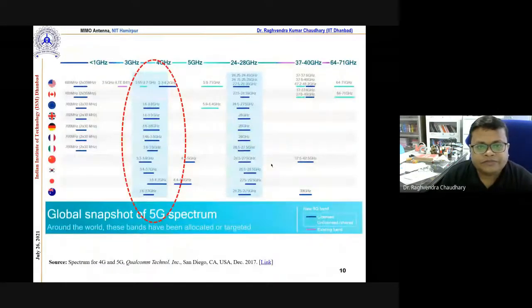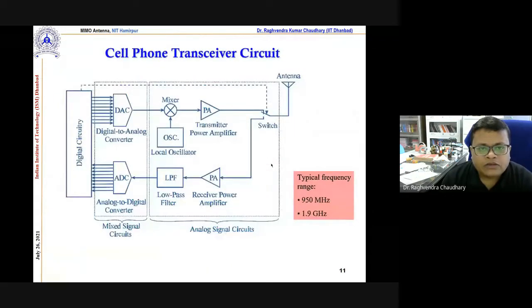So these are the different bands accepted in different countries, and mainly 3.2 to 4.2 GHz. So when you are designing your MIMO antenna, you can keep this number in mind and design in this band. So let us cover the circuit.